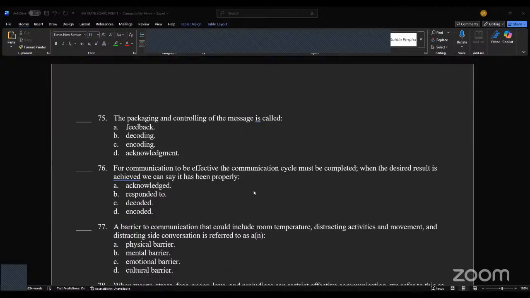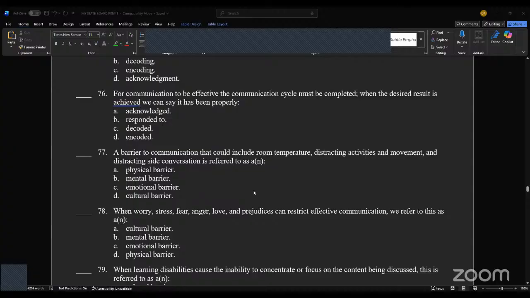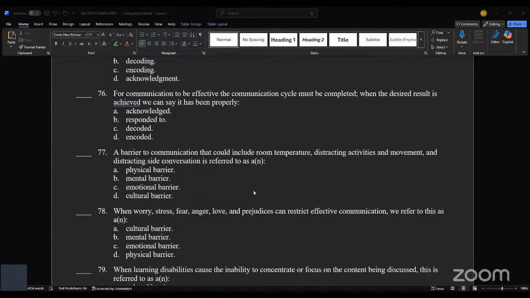77, a barrier to communication that could include room temperature, distracting activities and movement, and distracting side conversation is referred to as physical barrier, mental barrier, emotional barrier, or cultural barrier. Okay, 77 is A, physical barrier. Let's discuss something. Barriers in the classroom interrupt the learning process. So no matter what kind of barrier, it interrupts the learning process.